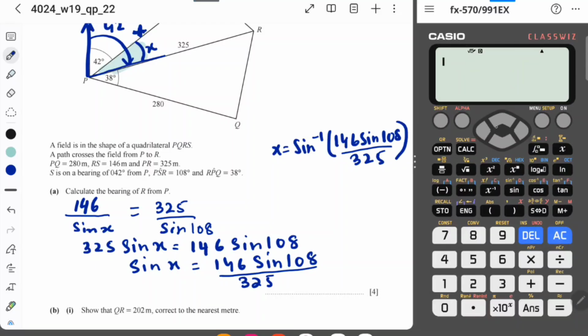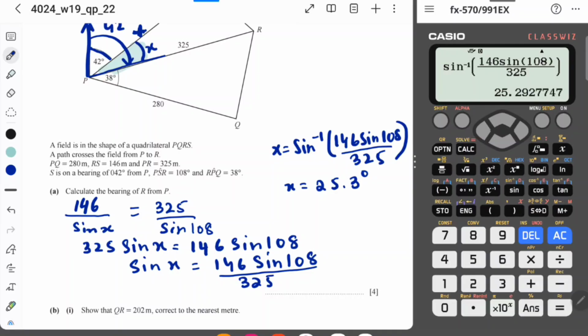So shift sine inverse, numerator 146 sine 108, bracket close, come down and write 325, go up and then bracket close. That equals 25.2927, or you can write 25.3. So x equals 25.3 degrees. But it's not the answer, you have to find out the whole bearing.